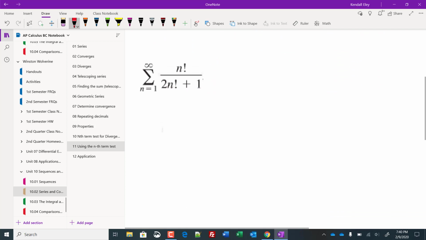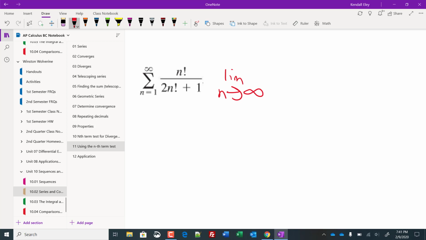Now, if we look at this second one, what do we know about it? Well, it's a little bit more complicated to take the limit here. We can't really do any algebra to this, but we can think about it that n factorial and n factorial are essentially the same number there. So when we take this limit, if we were to test it with several larger numbers, we would see that this limit is 1/2, which is not 0.